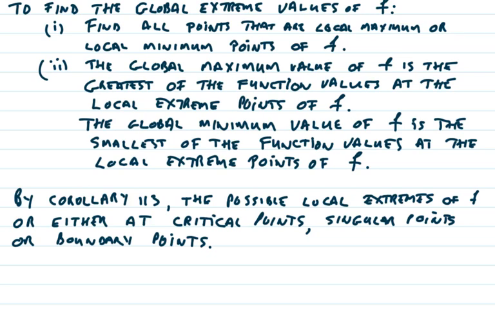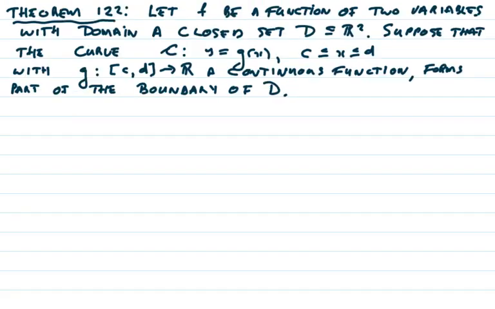Corollary 113 also gives us a further clue as to how to find the global extreme values of a function. According to Corollary 113, the only possible local extremes of a function are either at critical points, or singular points, or points on the boundary. But how do we go about identifying local extreme points of a function on the boundary? Well, here is a theorem that tells us what to do. Theorem 122 assumes that we have a function f of two variables defined on a closed set D.